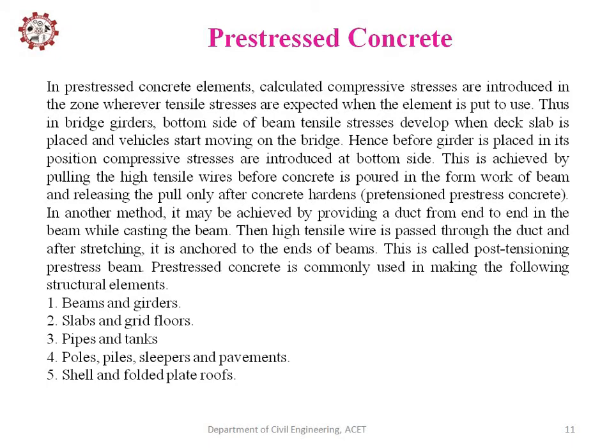So these are built in beams and girders, slabs and grid floors, pipes and tanks, poles, piles, sleepers and pavements, shell and folded plate roofs. So all these are the types of uses where precast concrete is used.